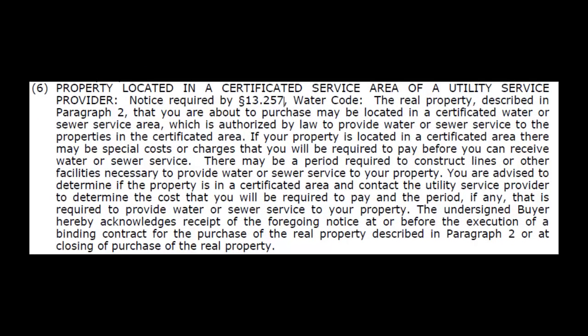All right. Number 6, property located in a certified service area of a utility service provider. This is maybe if you're in a rural area and the utilities haven't quite reached you, and yet the utility companies need to go ahead and plumb those areas. Then they could install water lines and sewer lines and really tear up your property, and maybe cost you some damages or some fees to access your property or something. I'm not really sure, but if you're affected by that, you're going to get a notice.